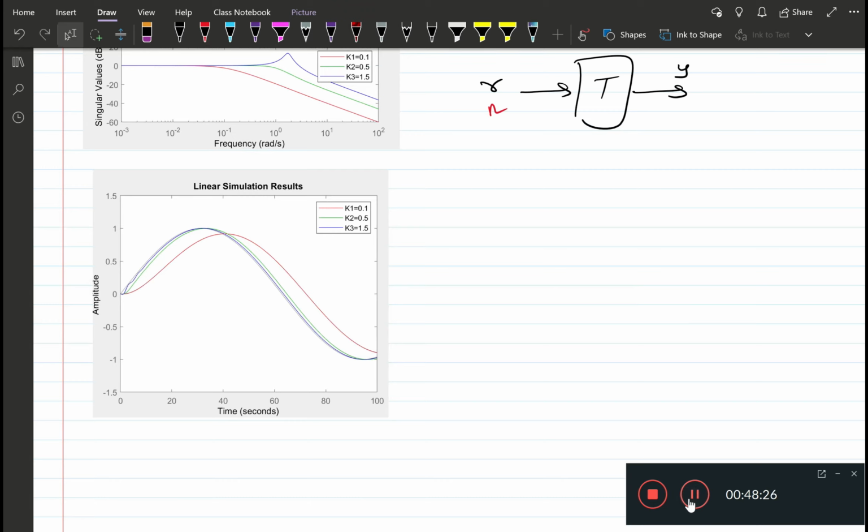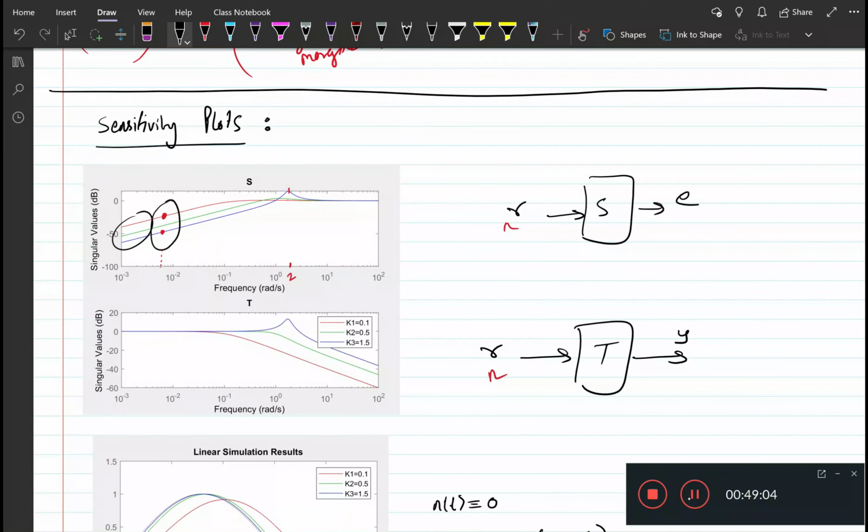So here you see the response for no noise but a reference input of a sinusoidal wave at low frequencies. As before, you do see the gray curve showing the reference, and you see that the blue curve with the highest value of the gain is tracking it quite well, but as you reduce the gain, the tracking performance reduces. This is again this phenomenon that you see here.